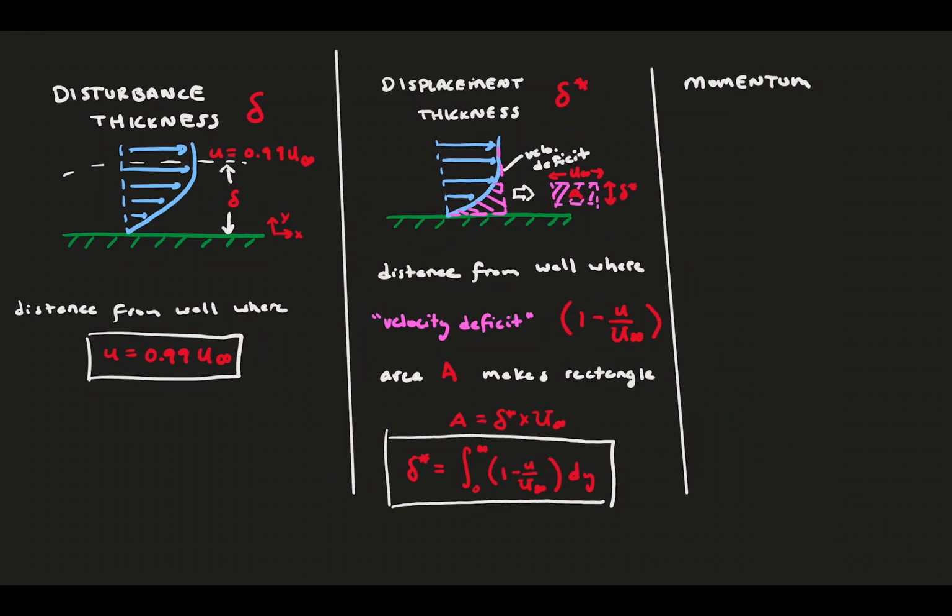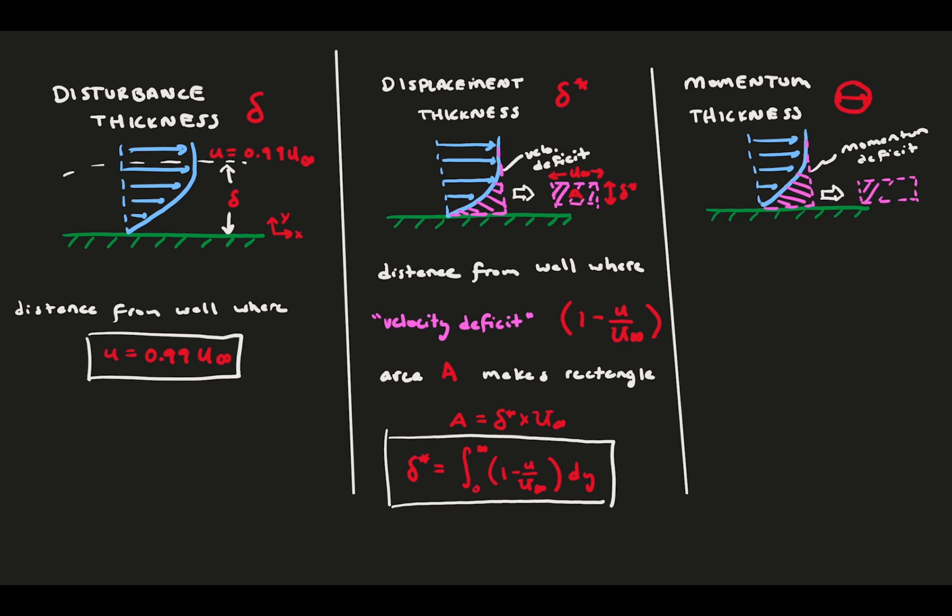Lastly, we have the most complex way to define the height, the momentum thickness. Similar to the displacement thickness, we consider the area beneath the velocity profile, but instead we're considering the momentum deficit, so u squared, and not the velocity deficit. This means if we found a rectangle with an area A equal to the momentum deficit, the length of the rectangle is u infinity squared, which is known, and the height of the rectangle is our theta, the momentum thickness. The calculation is similar and also needs an integral.